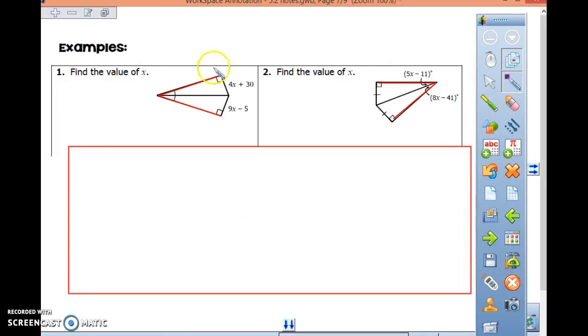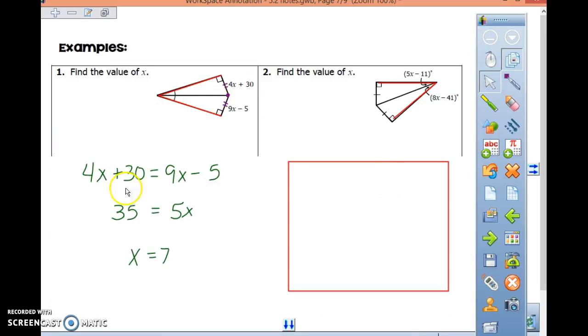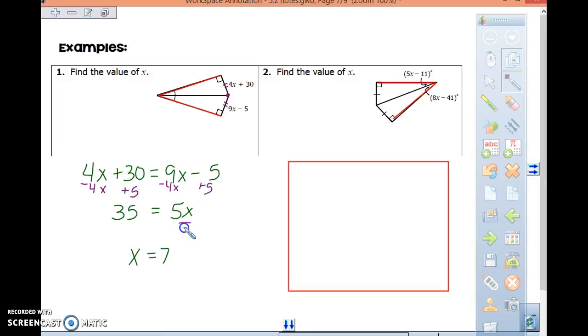So looking at question number 1, here is the angle highlighted in red. It looks like we have an angle bisector. So then any point on that bisector is going to be equidistant to that angle. So we get 4x plus 30 equals 9x minus 5. Getting our letters together, getting our numbers together, we get 7.